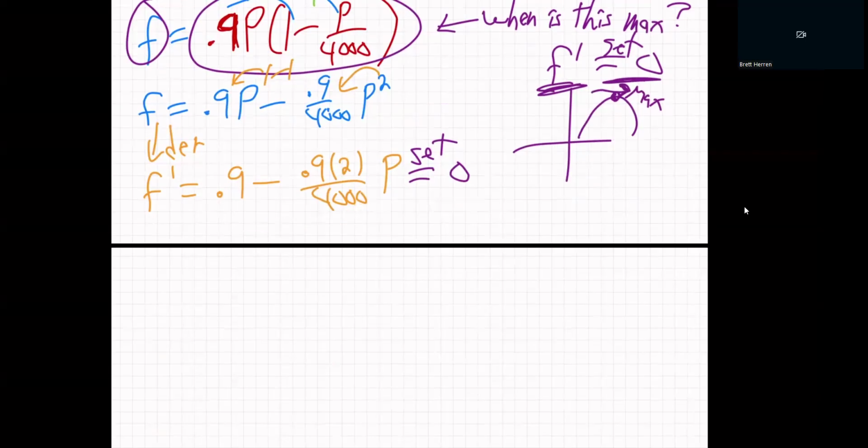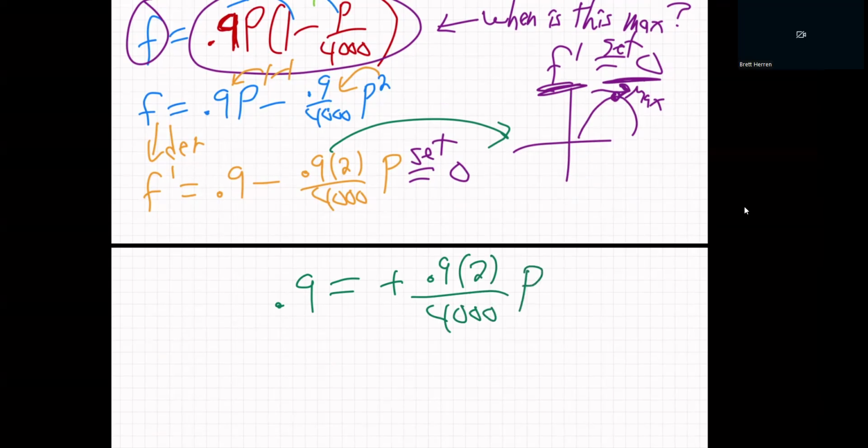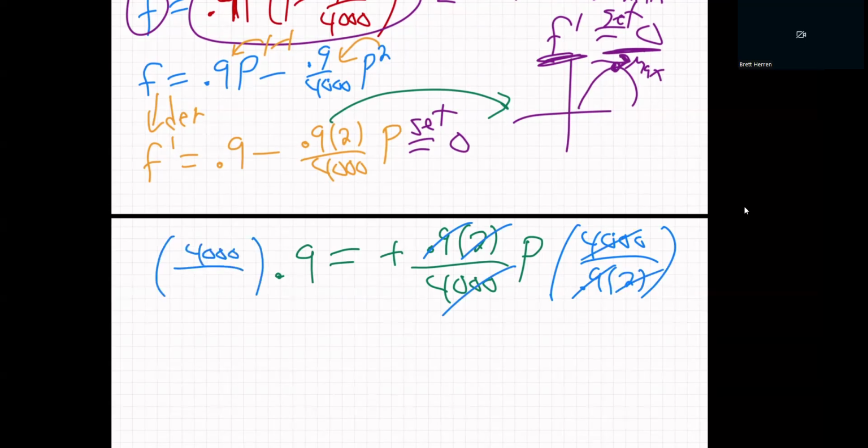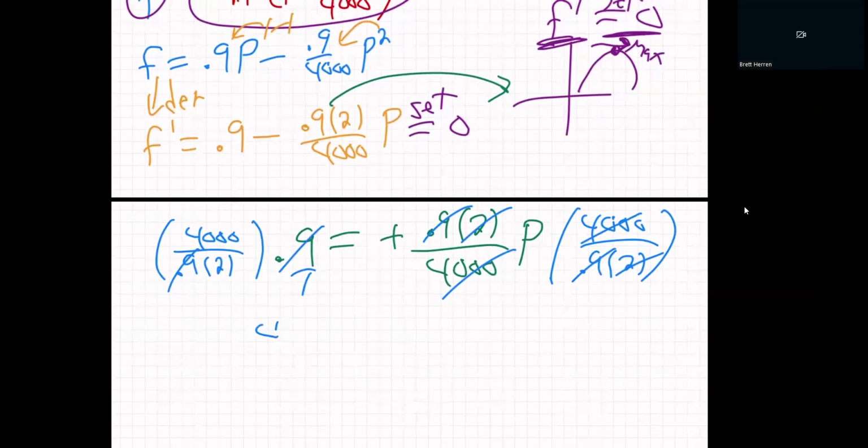Now you've got to solve that for P. We'll jump this over. So we get 0.9 is positive 0.9 times 2 over 4,000 P. And last step, multiply by the upside down to get P alone: 4,000 over 0.9 times 2. Whatever we do to one side, we do to the other. So 4,000 over 0.9 times 2, and the 0.9 over 0.9 is 1. Look at that, it's 4,000 over 2. It's half. It's 2,000. So that proves it.